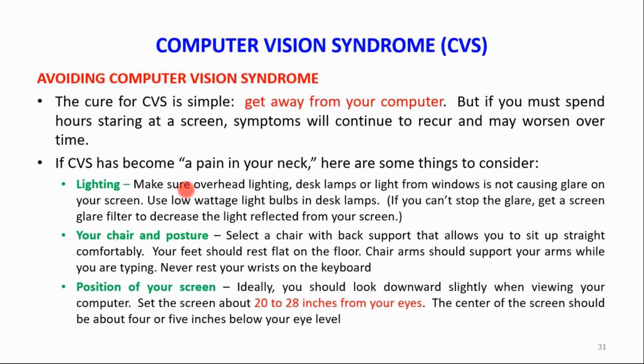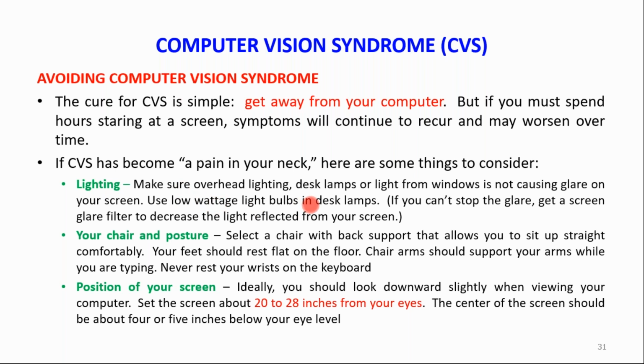So let us discuss one by one. What exactly does lighting affect on the CVS, right? So how to avoid the CVS with the help of natural lights? We already discussed that natural light is the best solution. Make sure that overhead lighting, desk lamps or light from windows is not causing glare on your screen. If you avoid the glare, then your problem may be solved to some percentage.